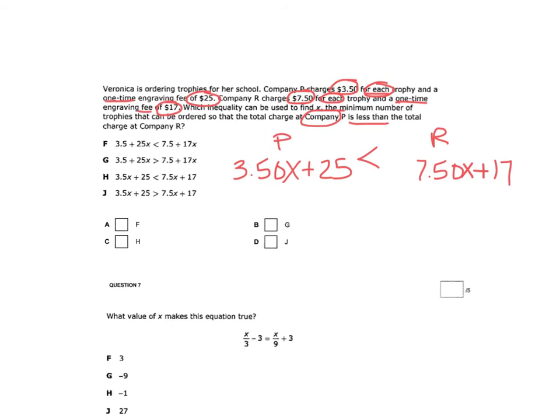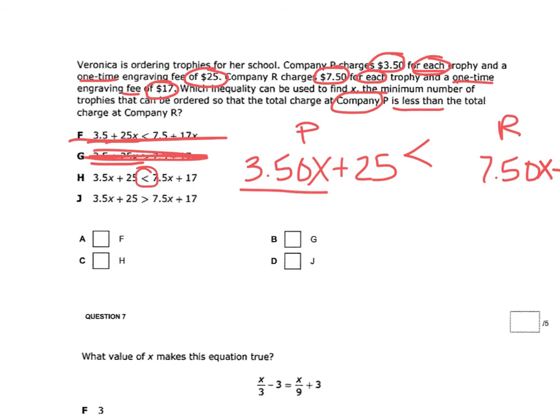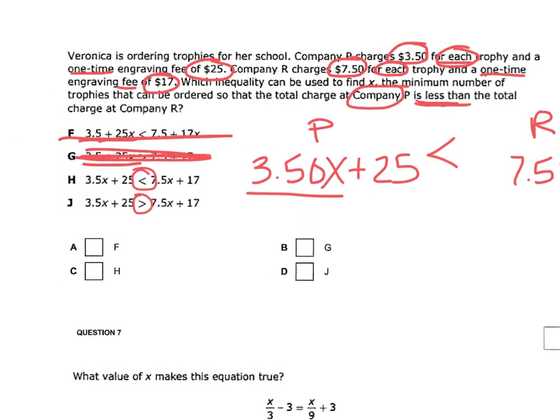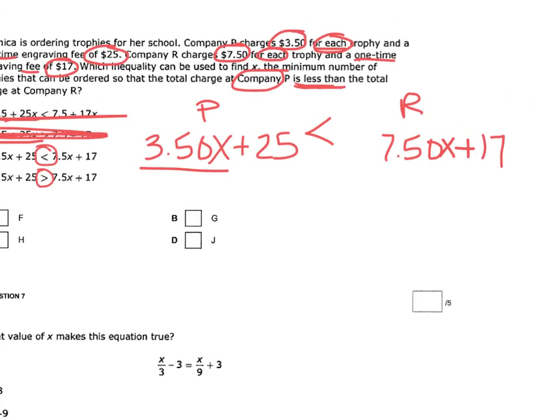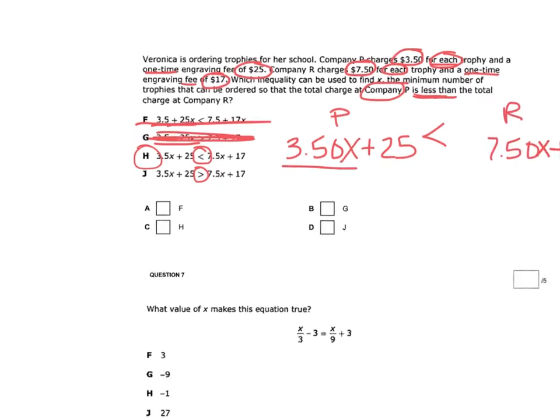So from there I can eliminate anything that doesn't have the variable in the right spot. So 3.50x is not shown on F or G, so those can go. Now H and J are the exact same except for the inequality sign, and they said that P needed to be less than R. The alligator mouth eats the larger side, so that should be H.